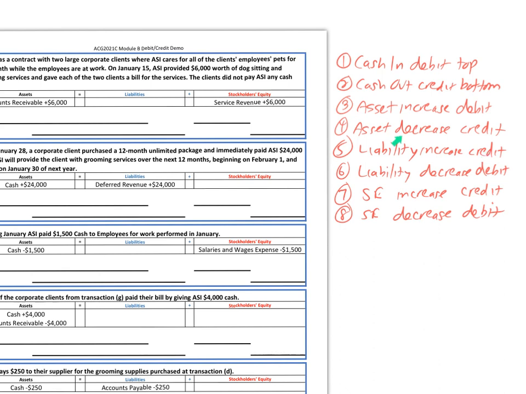Okay? And then the opposite is true. So if you're increasing liabilities on the bottom of the journal entry, that means anytime you decrease a liability, put it on the top, put it on the debit top of the journal entry.